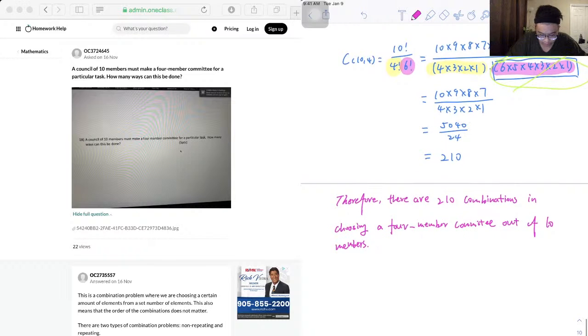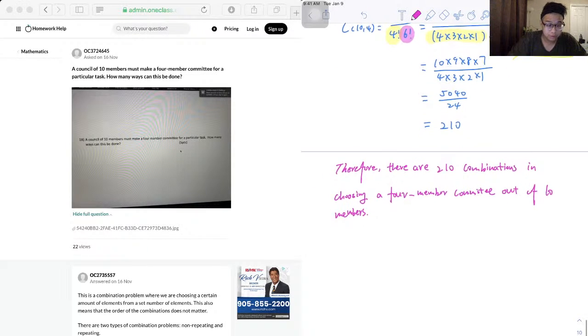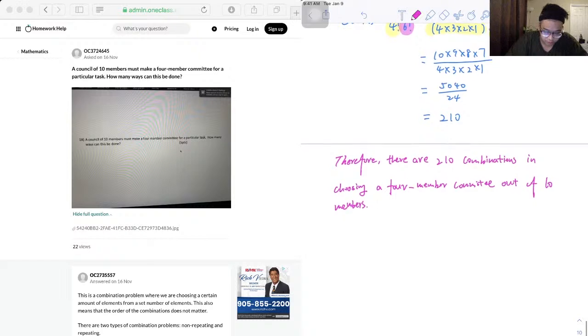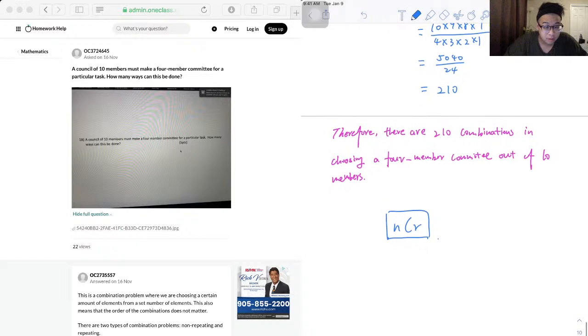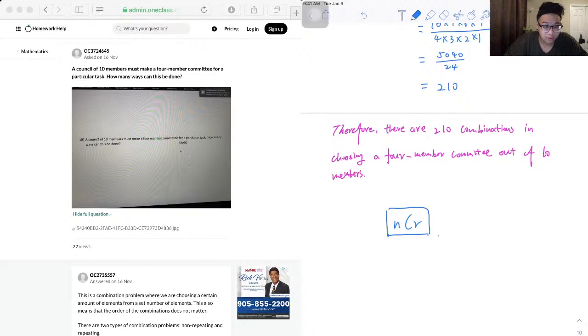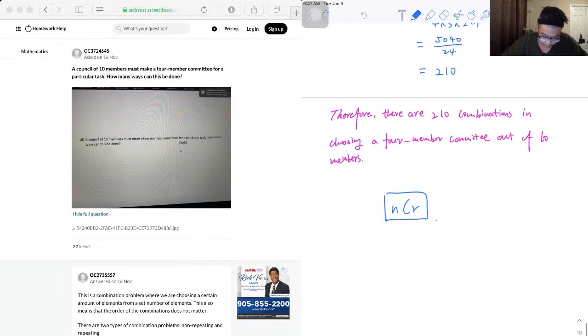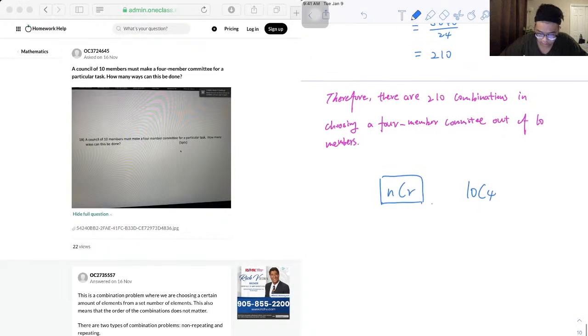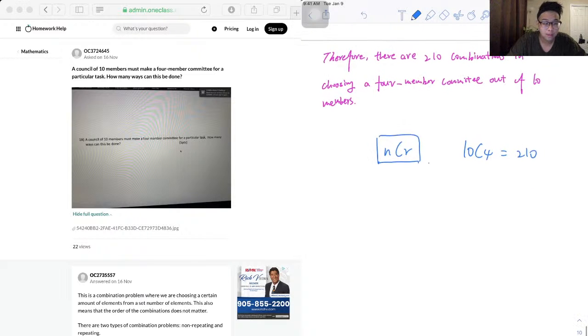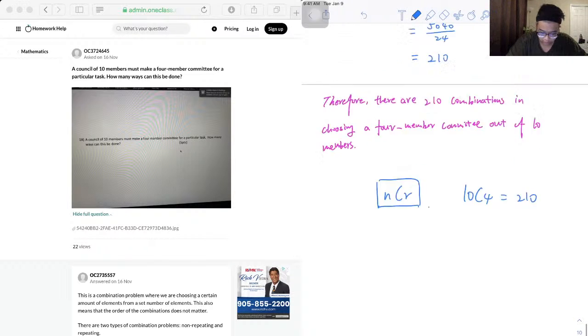And if you are allowed to use your scientific calculator, there's an nCr function. You can just put this into the calculator, and the input will be 10C4, and this is also going to give you 210 at the end. So I think that's all we've got for this question.